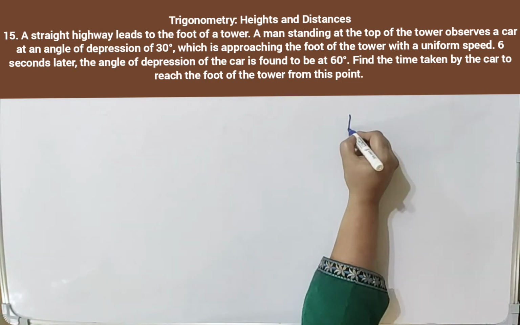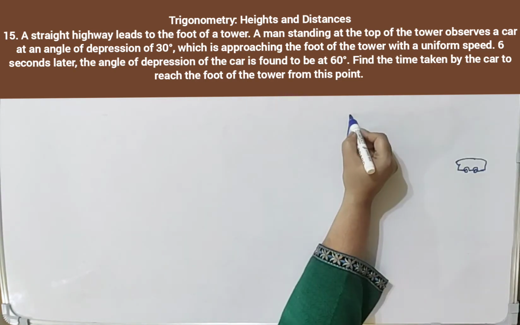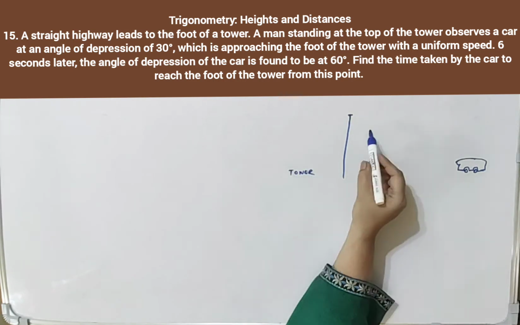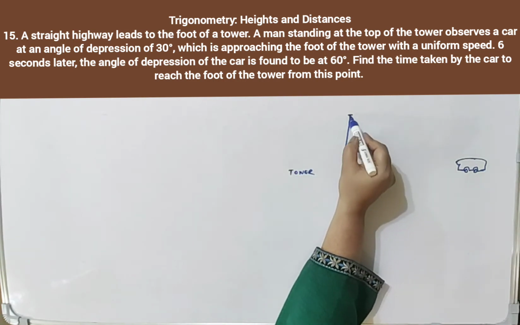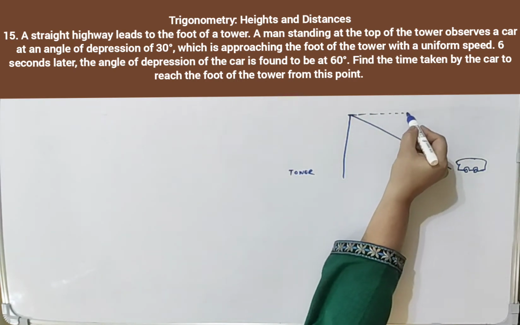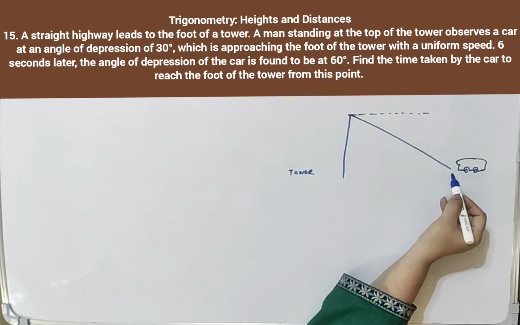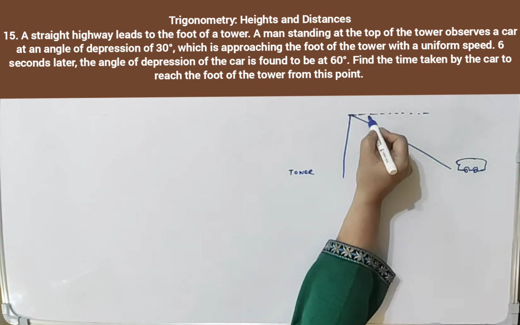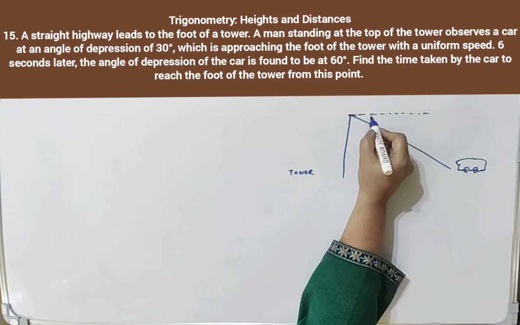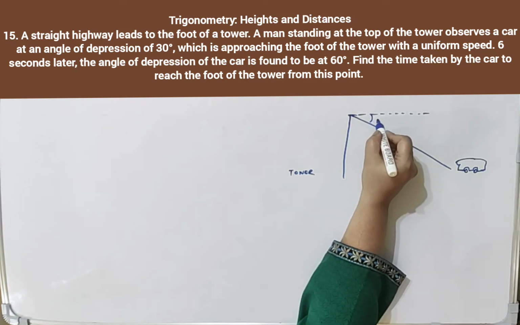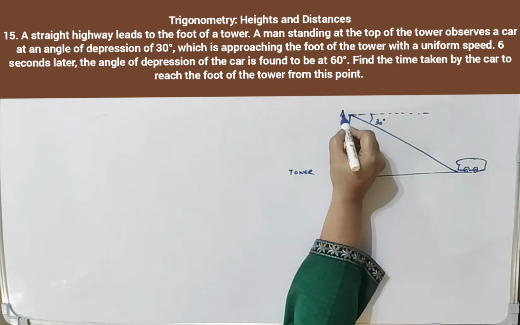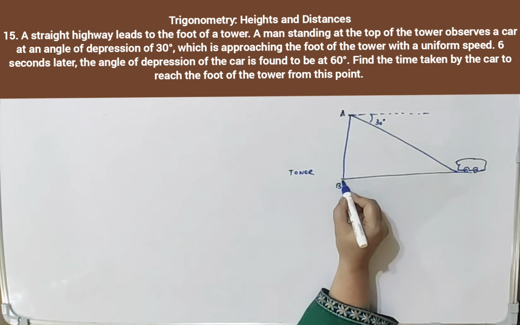So let's assume that this is the tower. The man is standing on the top of the tower. He observes the car at an angle of 30 degrees. So there is a depression here because the car that he's looking at is at a lower level. We need to draw a horizontal line whenever there is an angle of depression. So here the angle of depression is 30 degrees. Let's call this point A, B.